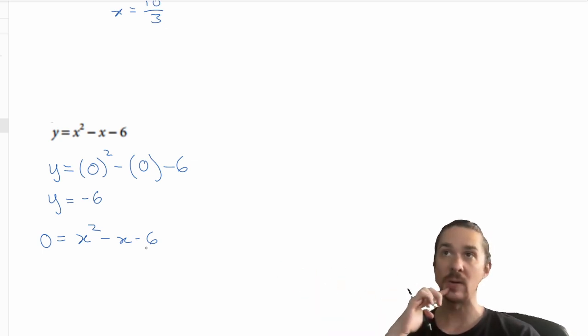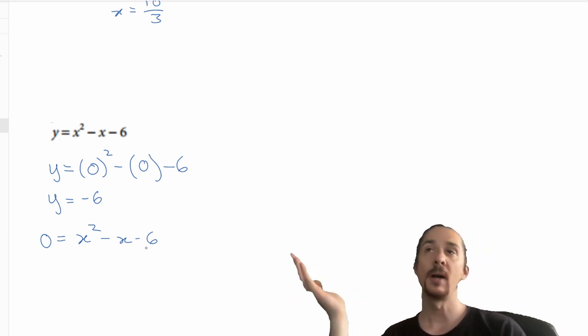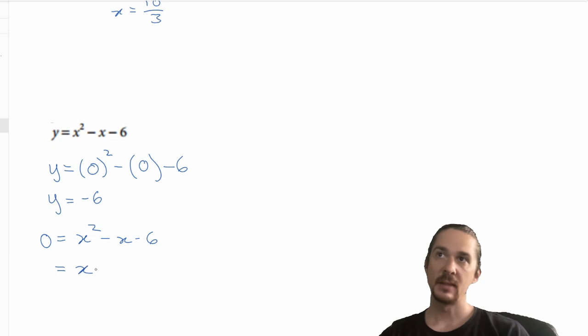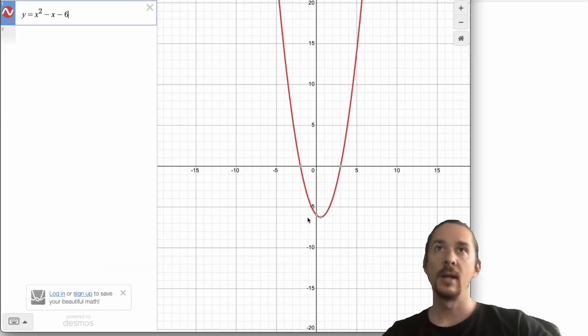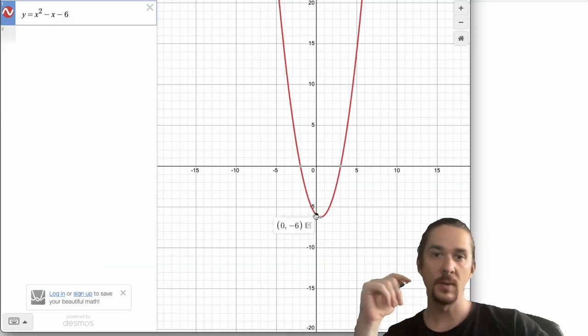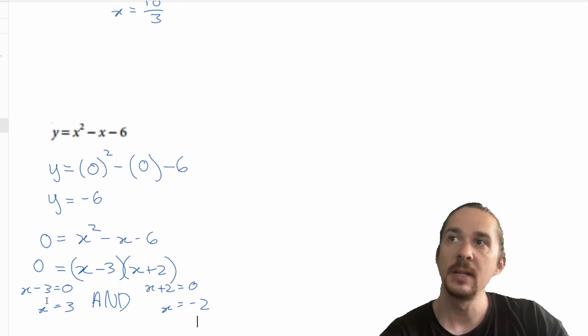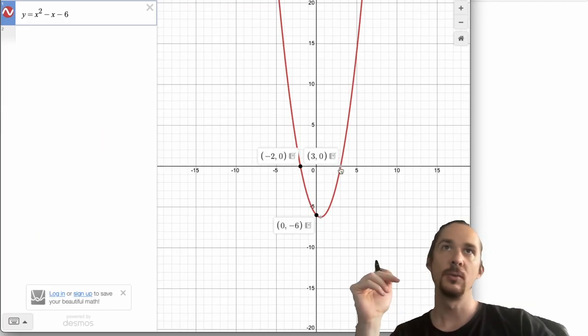This is a quadratic equation, and we can solve it by factorizing it. We're going to have x minus 3 times x plus 2 equals 0, which means x minus 3 equals 0, or x equals 3, and x plus 2 equals 0, or x equals -2. So let's graph this. Our y-intercept is at -6, which is what we found right there. And our x-intercepts should be at -2 and +3. There's -2 and there's +3.